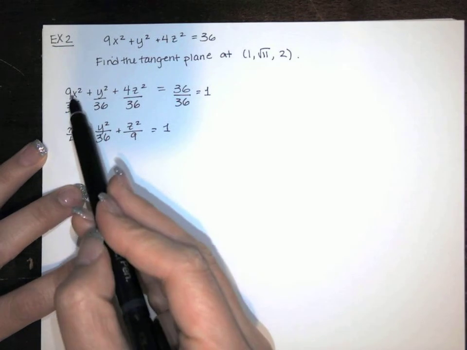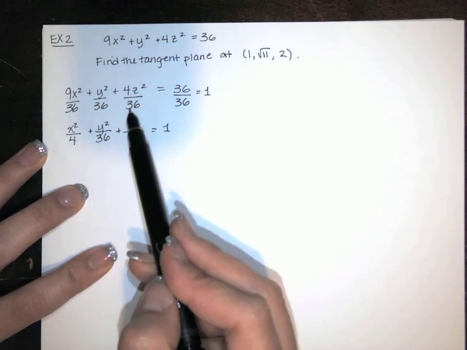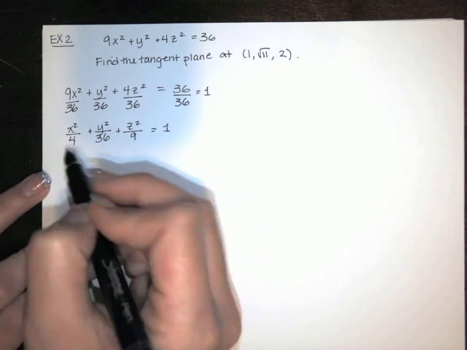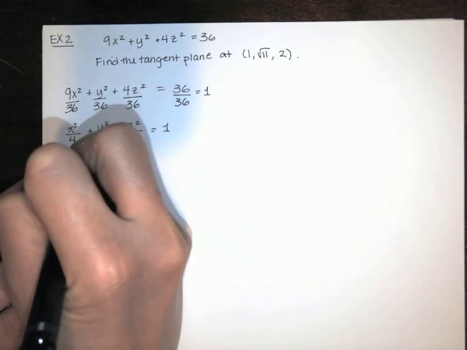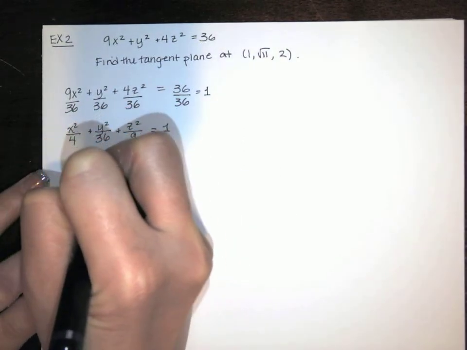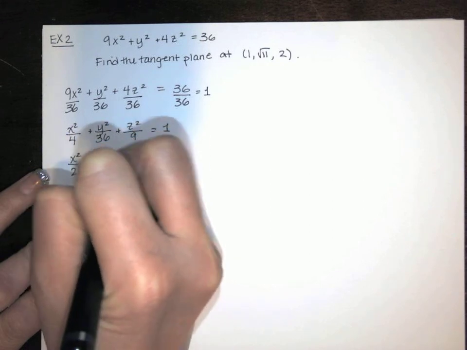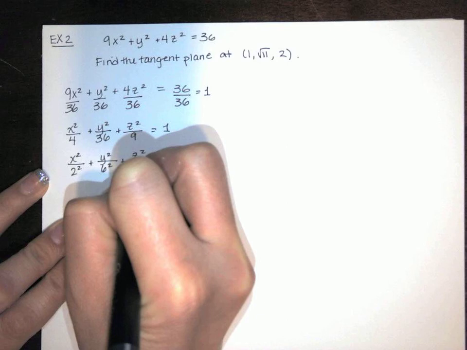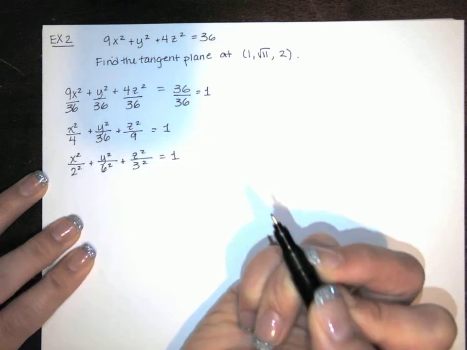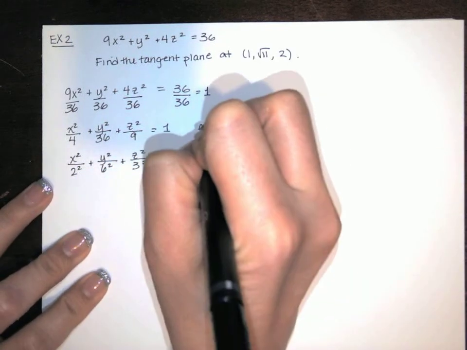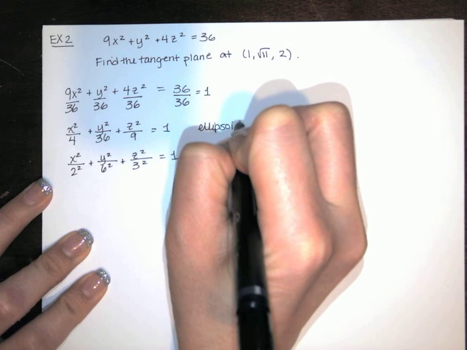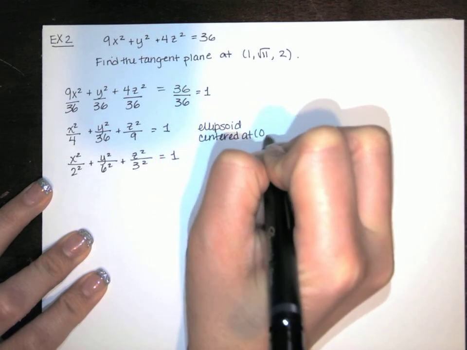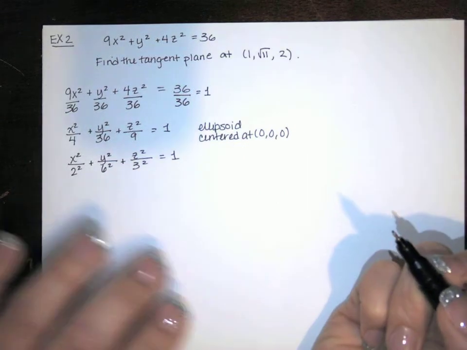Okay, 9 goes into 36 4 times, 4 goes into 36 9 times, so I'm simplifying those, and I've got this. So this is definitely an ellipsoid, and if we want, we could write it this way. I'm writing those denominators as a squared, b squared, and c squared to make it even easier to graph. It's an ellipsoid centered at the origin. And we want to graph this thing.